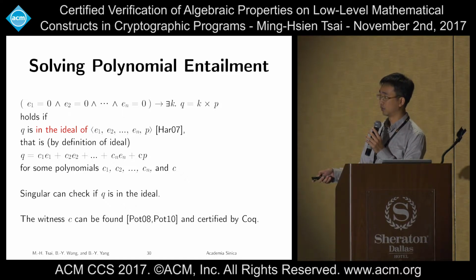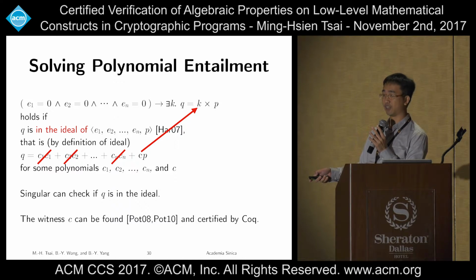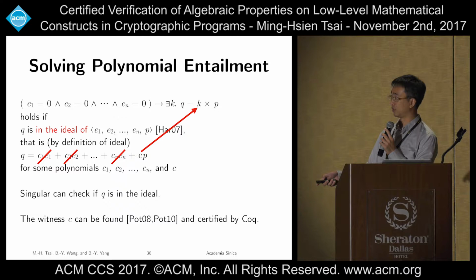By the definition of ideal, Q is in the ideal of this set of polynomials implies that Q can be rewritten as a linear combination of E1, E2, En, and P with coefficients C1, C2, Cn, and C. Then, from the premises, we know that E1 is 0, E2 is 0, so all these are 0. And then Q is exactly Cp. And then we find the witness of K, which is C.